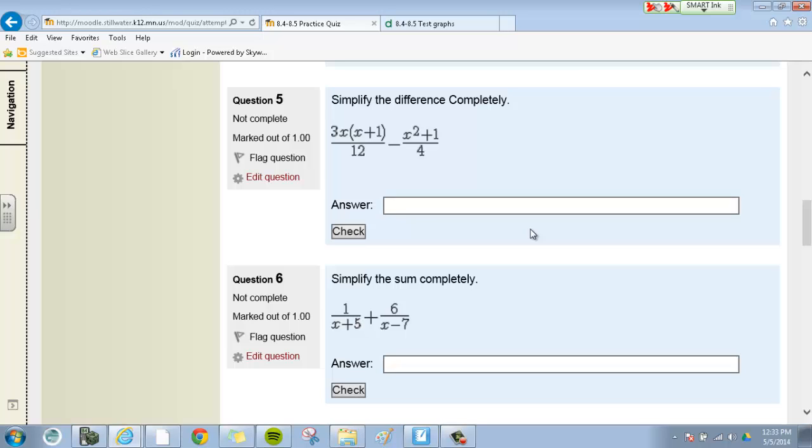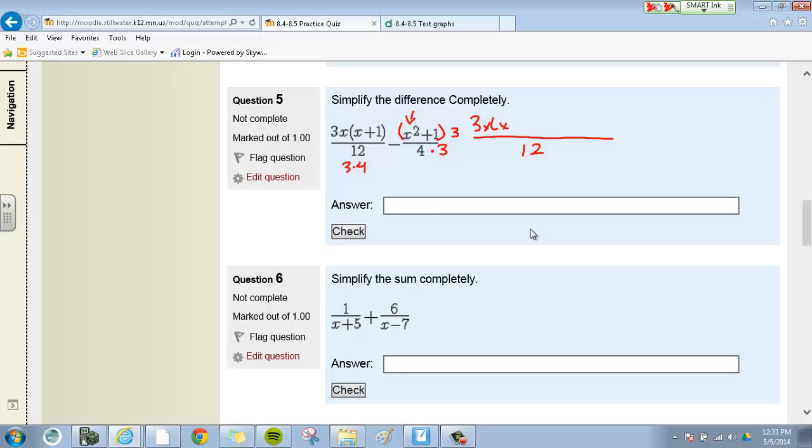Okay, now we're on question number 5. I'm looking at these two. I'm subtracting it. To subtract the fractions, you need a common denominator. I look at the 12 and the 4. I notice 12 is actually 3 times 4. So really all that's missing is to have a 3 multiplied over here and over here. Make sure you put parentheses around it, or you're going to make the mistake of not distributing 3 to this x squared. You might make that mistake. I don't know if you will.